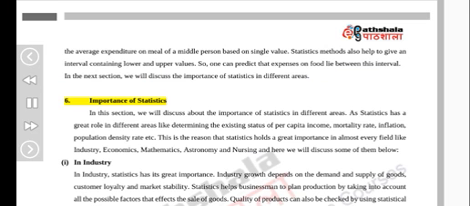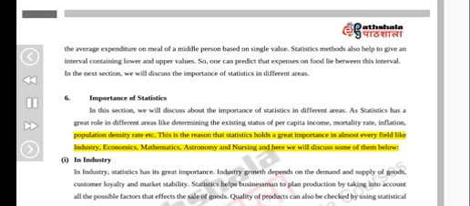6. Importance of statistics. In this section, we will discuss the importance of statistics in different areas. As statistics has a great role in different areas like determining the existing status of per capita income, mortality rate, inflation, population density rate, etc. This is the reason that statistics holds a great importance in almost every field like industry, economics, mathematics, astronomy and nursing, and here we will discuss some of them below.